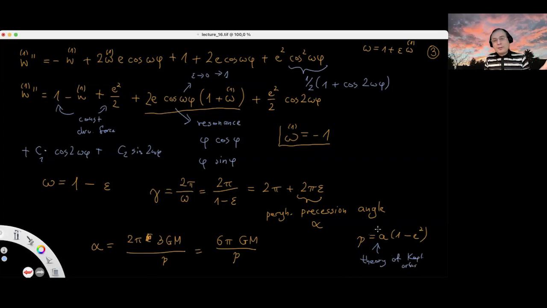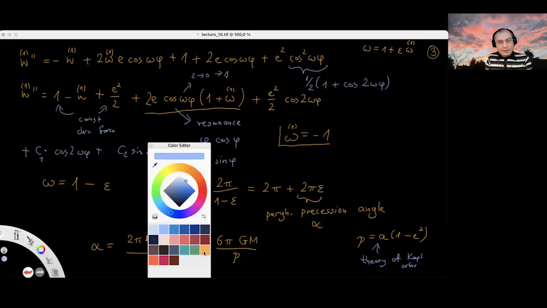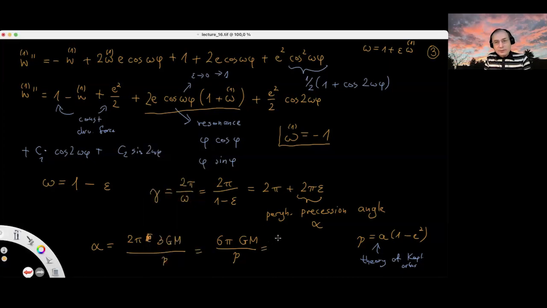So it's a way to parameterize the orbit, but a more common way to parameterize an orbit is to give the semi-major axis a and the eccentricity e. And the relation between those two things is what you see here. Okay. So this is 6 pi gm over a(1 minus e squared). I'm not proving this relation over here, but it's a standard thing in the Keplerian problem, that this combination is the semi-major axis of the ellipse and the eccentricity.